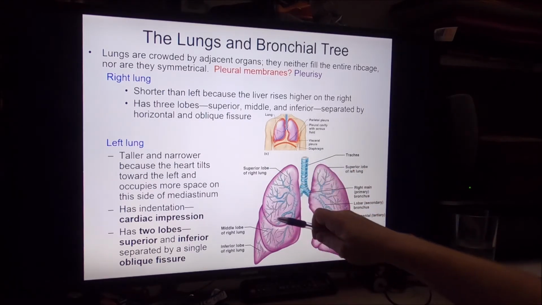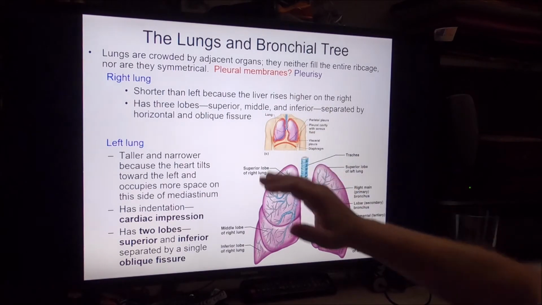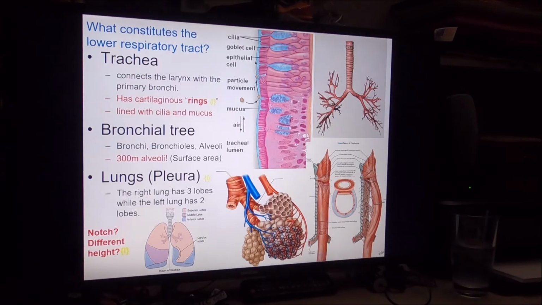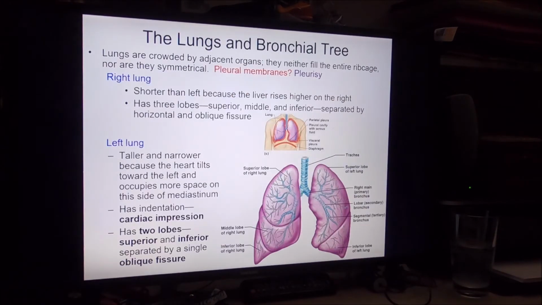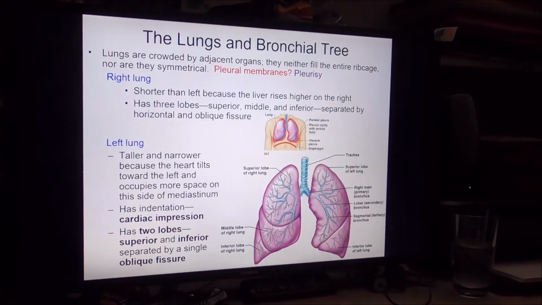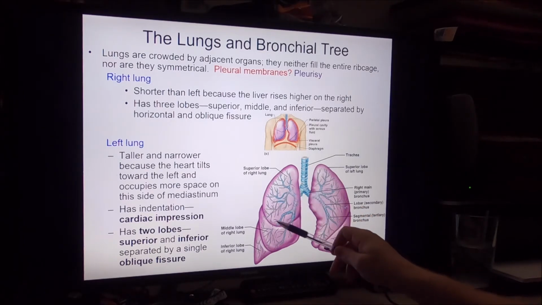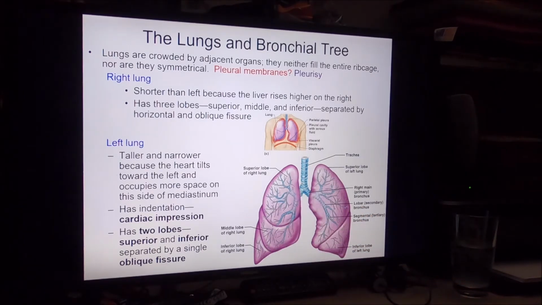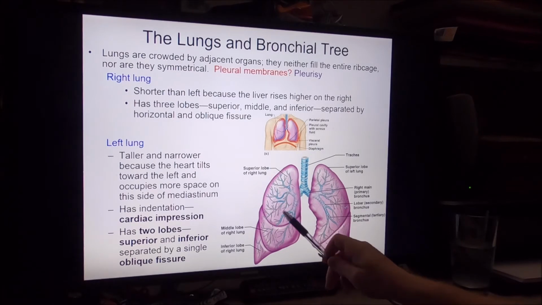All right. So your right lung is a little shorter. As a result of the liver, so the liver pushes up on the right lung and kind of makes it short. Okay. And let's see, it's divided up in three parts: superior, middle, and inferior regions, and they are separated by a horizontal and an oblique fissure. Okay, so 1, 2, 3 parts on the right lung.